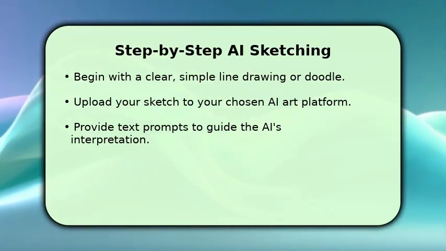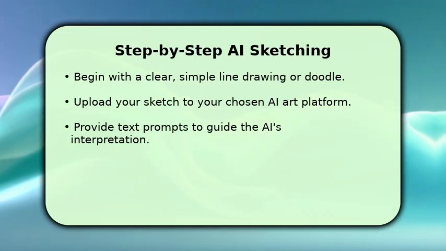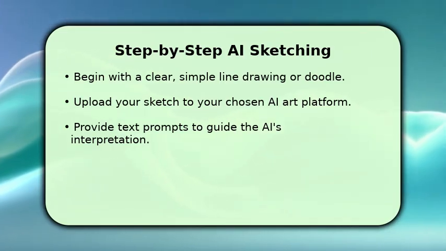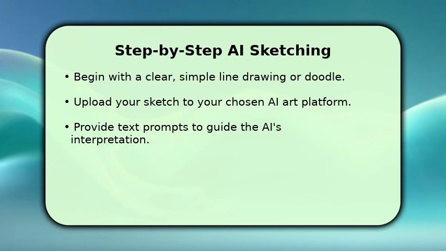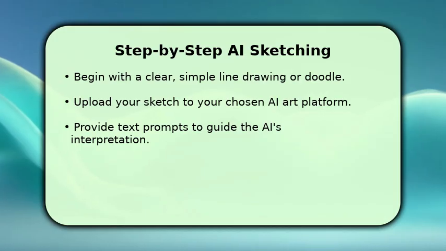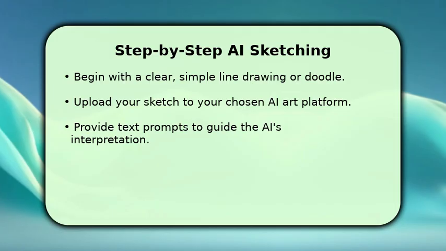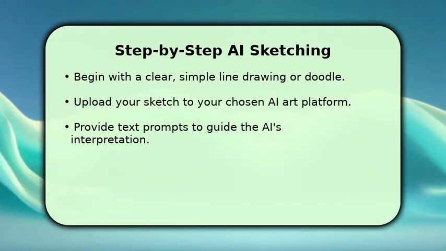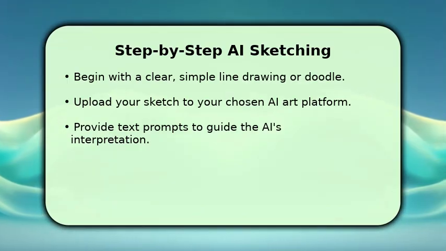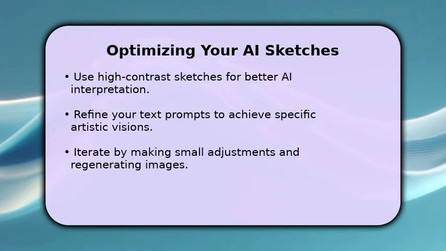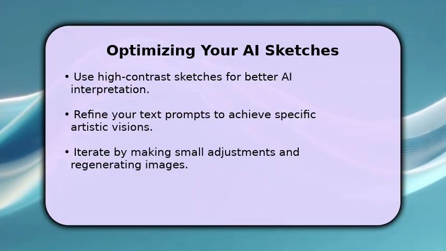The process of transforming your sketch with AI is straightforward. First, create a clear, simple line drawing or doodle. This initial sketch acts as the foundation for the AI. Next, upload your drawing to your selected AI art platform. Then, provide descriptive text prompts to guide the AI on how to interpret and render your sketch. Experiment with various styles and parameters, perhaps trying out 5 different artistic directions to achieve a wide range of unique and captivating results.